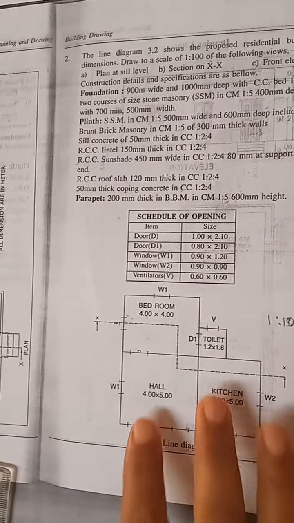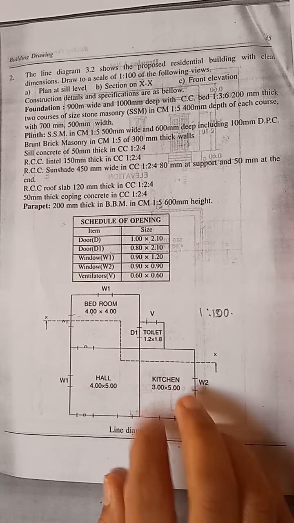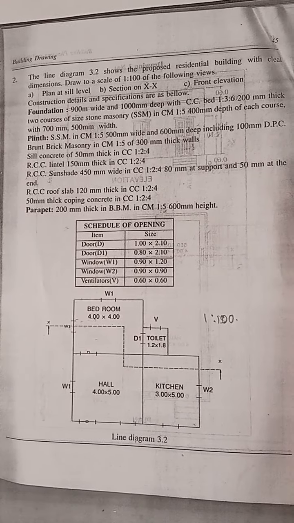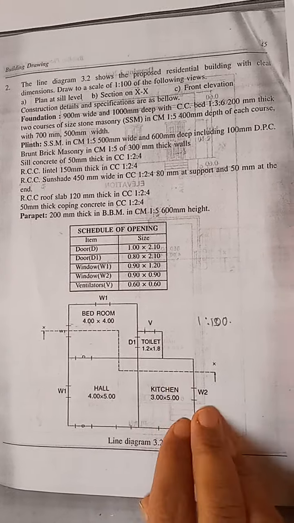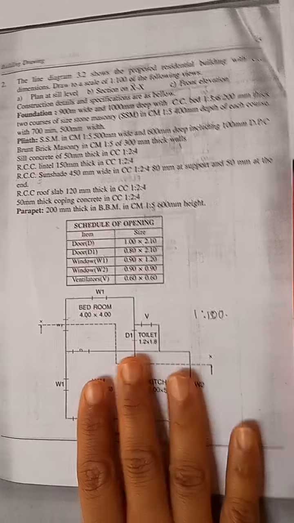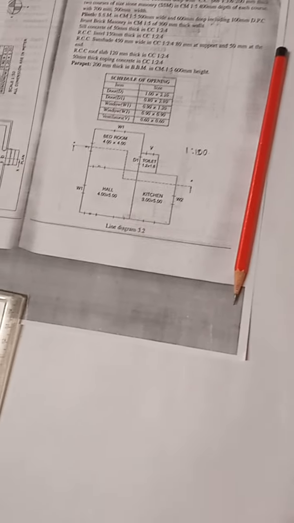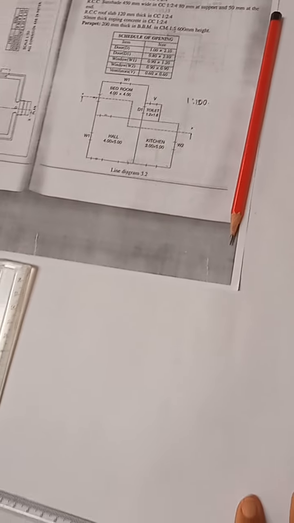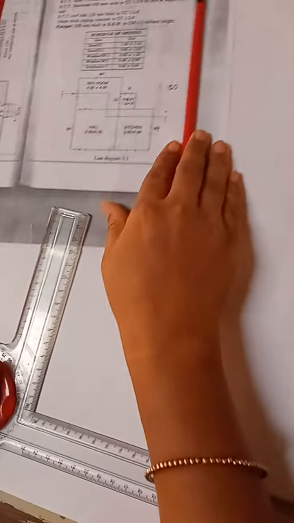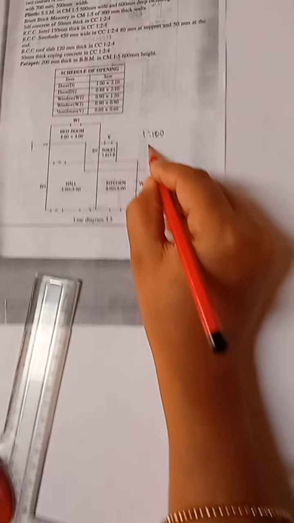See, this is a line diagram of a residential building. This is a simple line diagram. Okay, so it has only one bedroom, hall, kitchen and toilet. For this line diagram you have to draw a plan. Plan means you consider the wall thickness, that is 300 mm, or you can take it as 0.3 meter. They have given the scale as 1:100.